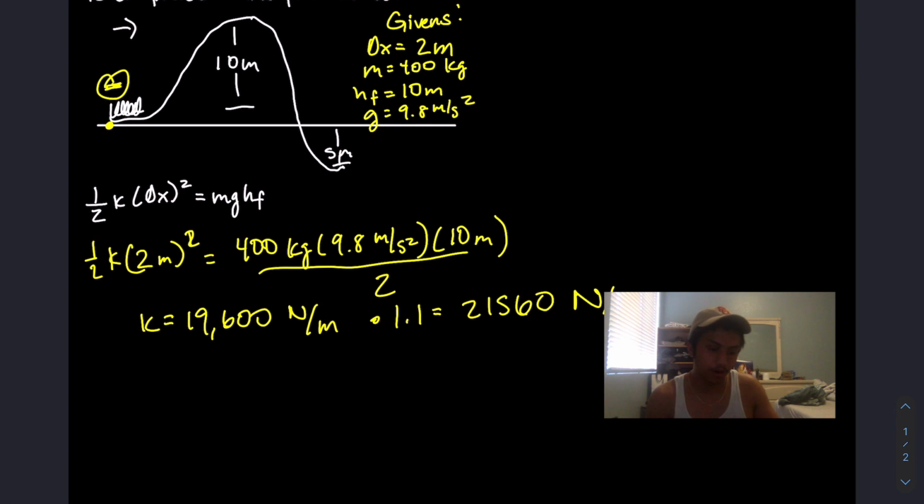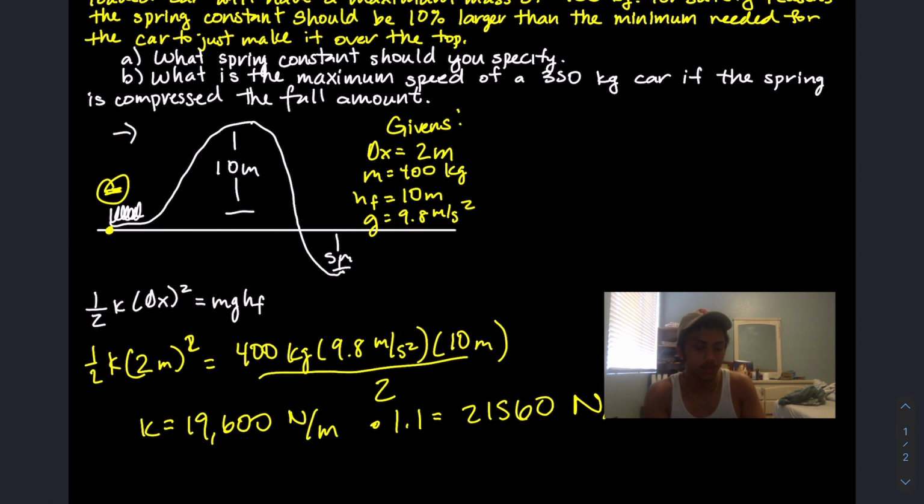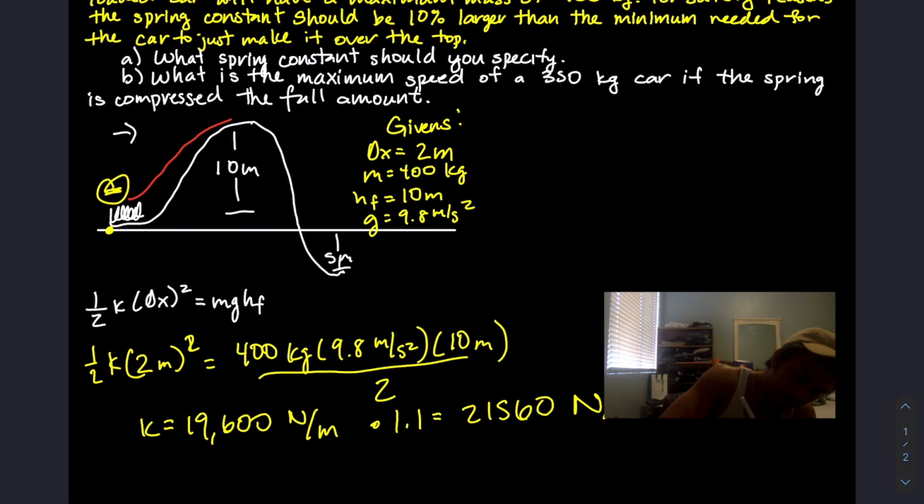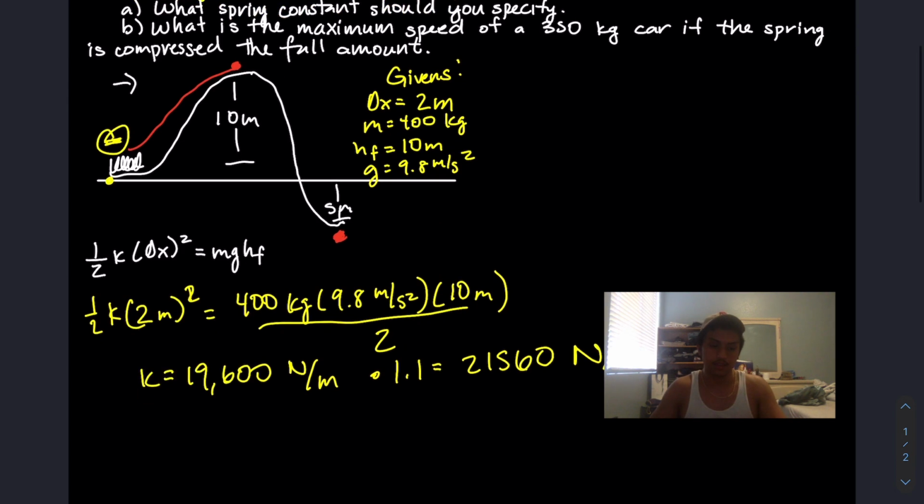So for part B, what is the maximum speed of a 350 kilogram car if the spring is compressed the full amount? So first you have to solve for the speed as it goes up here. You have to find the speed at the top. Then you can use the conservation of energy to find the final speed. Once you find the speed at the top, this will be your initial speed, and then this will be your final speed for the back end of the problem.